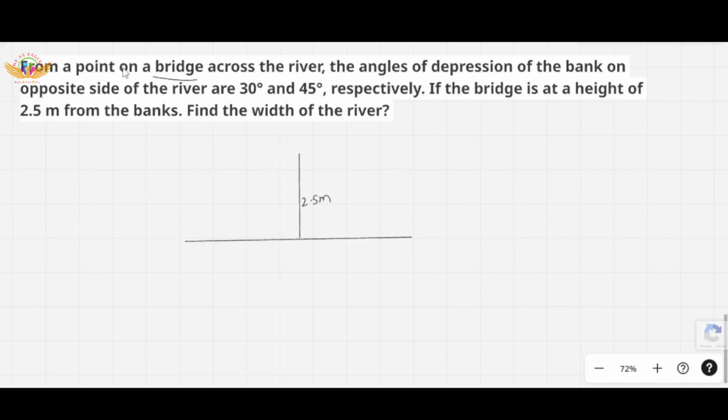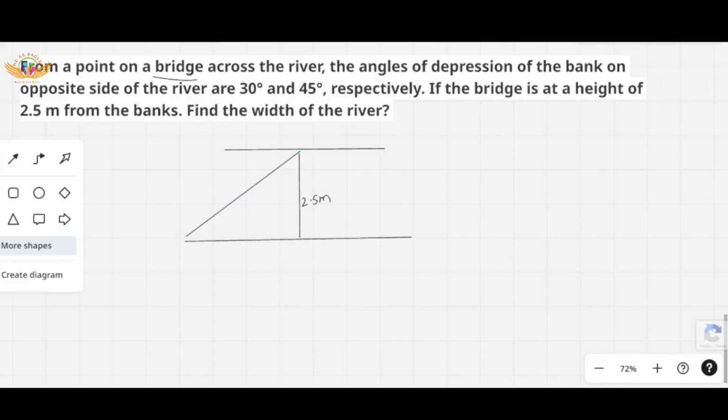And they told the angle of depression of the bank on opposite sides of the river. So both are opposite sides, right? So they have given some angles. Let us draw the angle of depressions now. If I take this as my line for the angle of depression, from here to here it is making an angle. Again, from here to here it is making an angle.